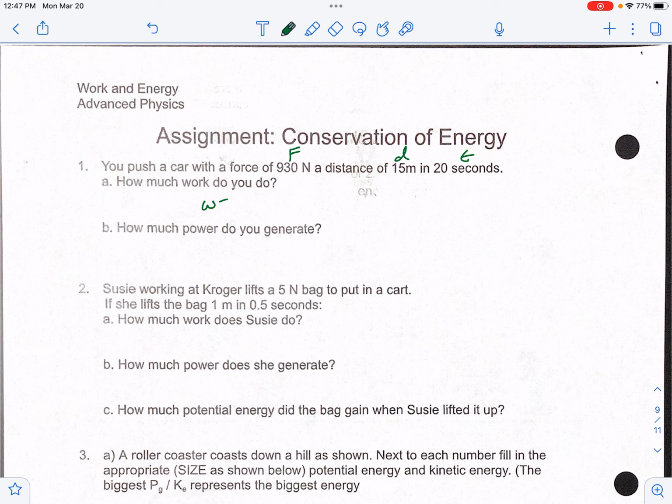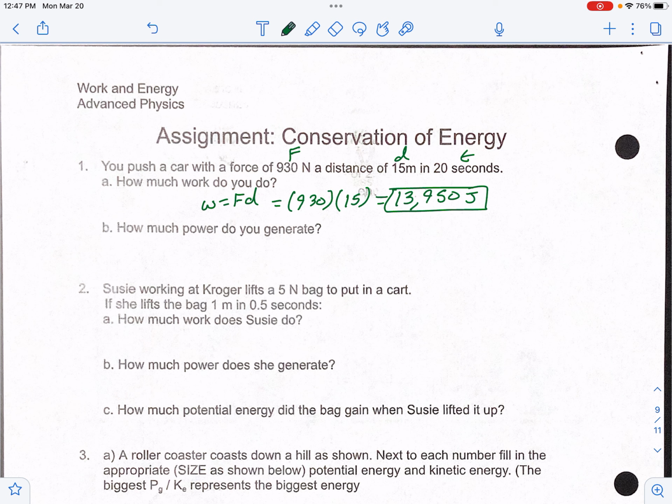So remember, work equals force times distance. So force is going to be 930 newtons times distance, which is 15 meters. Multiply those out, and you get 13,950 joules. So there's your answer for part A.